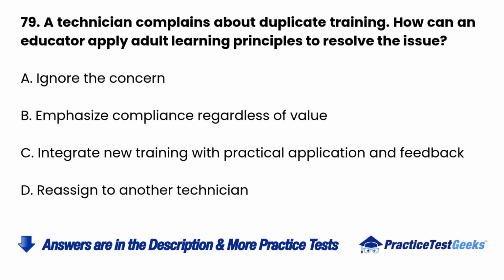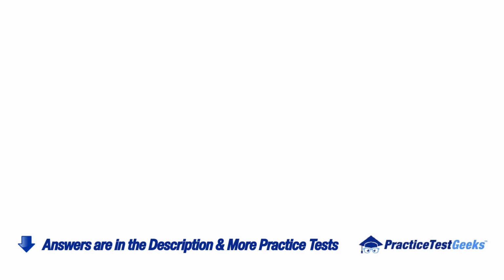79. A technician complains about duplicate training. How can an educator apply adult learning principles to resolve the issue? A. Ignore the concern. B. Emphasize compliance regardless of value. C. Integrate new training with practical application and feedback. D. Reassign to another technician.